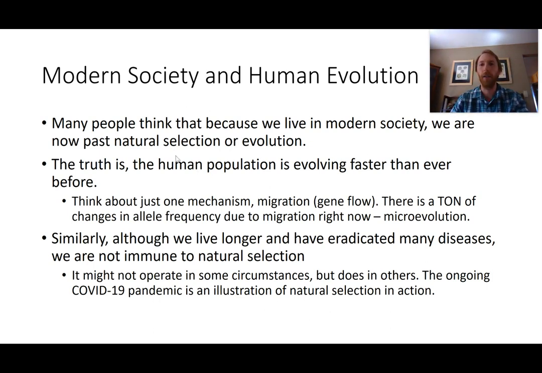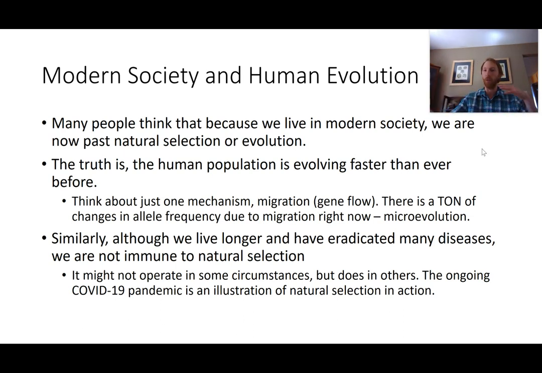Excuse me, in humans as well as every other organism on the planet. In fact, the human population is evolving faster right now, especially on a microevolution scale, just looking at changing allele frequencies over time, than it has in any time in our past, at least that we know of. And the main contribution to that is migration, gene flow.